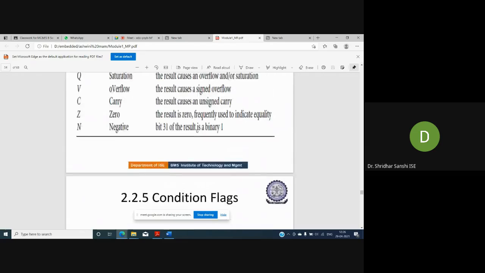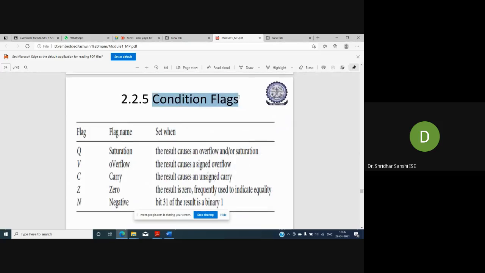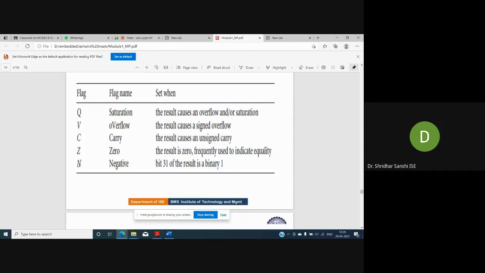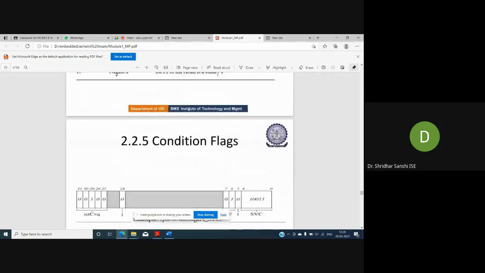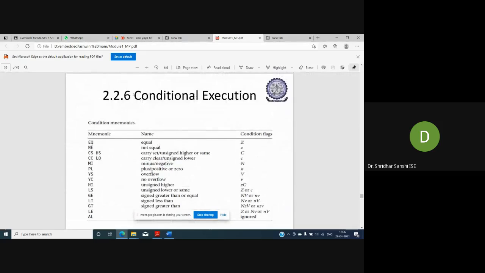Now you will understand where exactly these conditional flags are used, and what is the use of these conditional flags. These conditional flags are used whenever we are executing conditional instructions. What do you mean by conditional instructions? Based on the condition, the particular instruction is executed or not. Based on the condition of the flags, whether the particular instruction is to be executed or not.